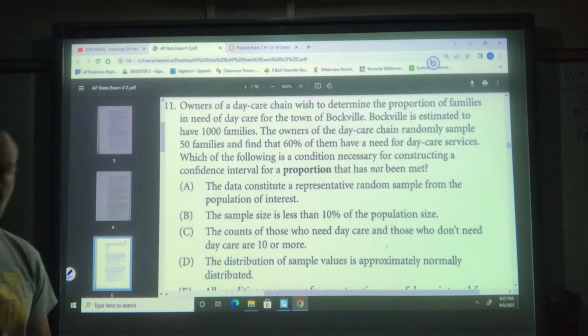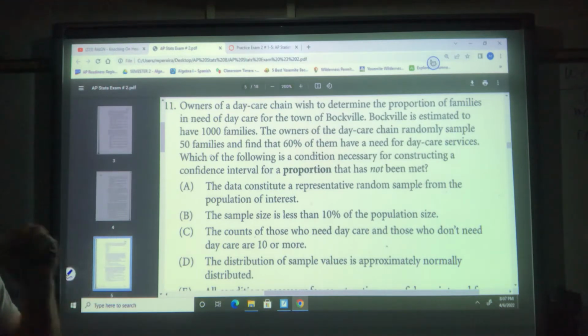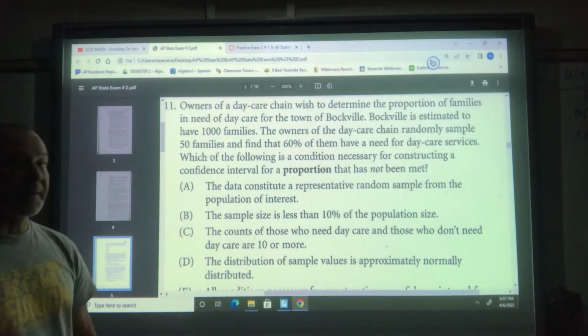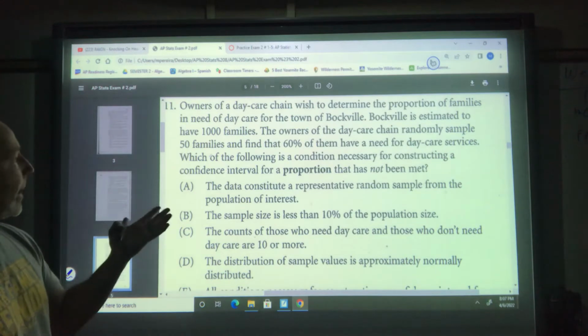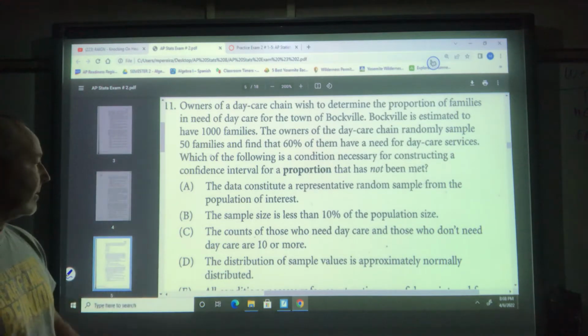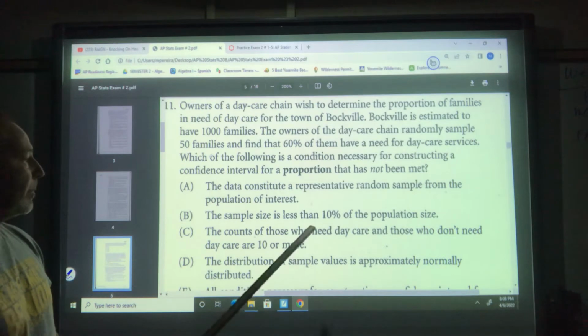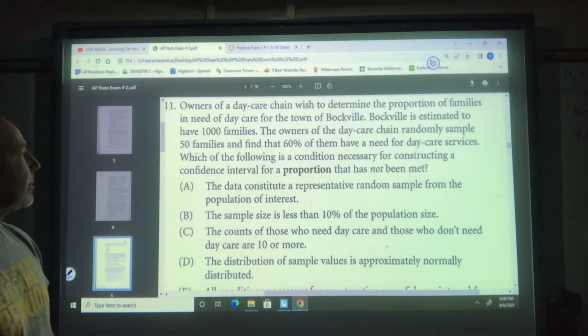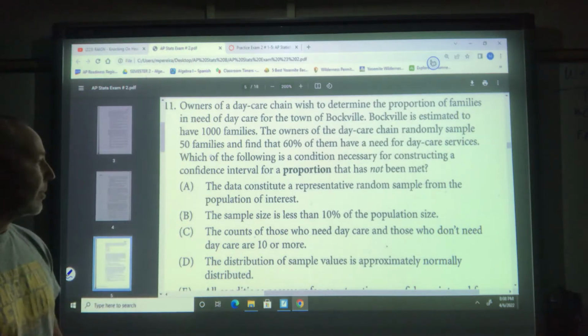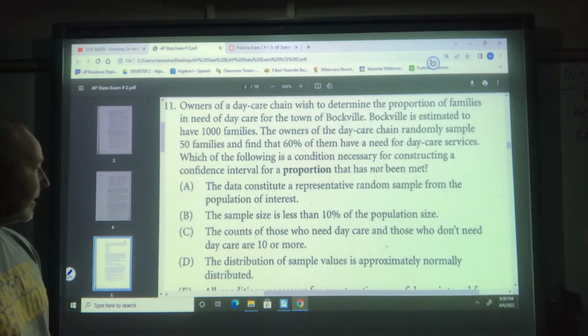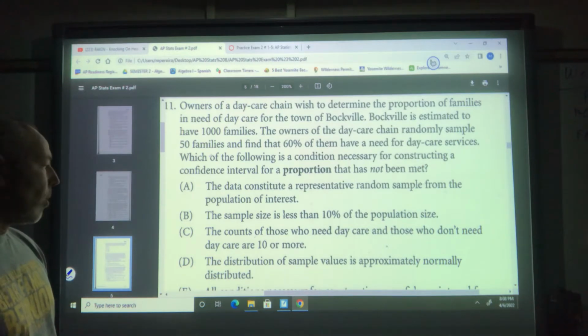Okay, so we know our conditions are random sample, independence, and nearly normal. So first of all, random sample, that's usually the violator, like it was on a previous question on this test. But they said they took a random sample of 50 families. That sounds fine, okay? Sample size is less than 10% of the population size. The sample size is 50. It's less than 10% of the population. That satisfies independence.